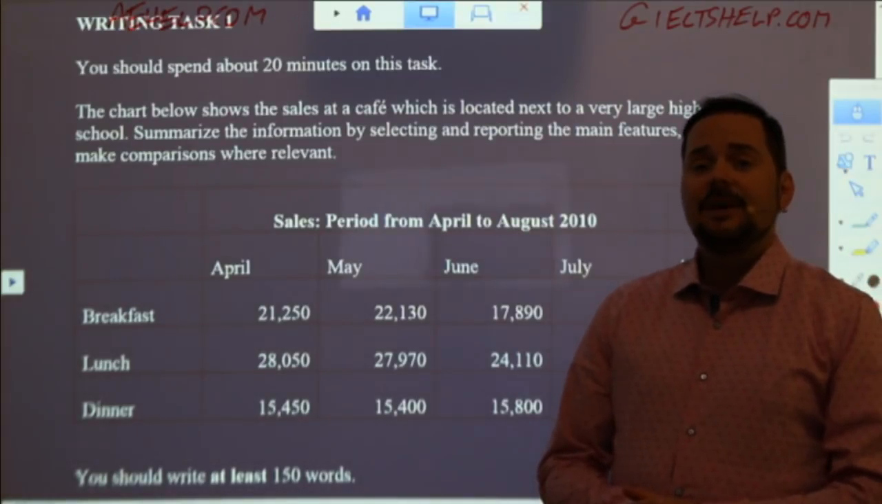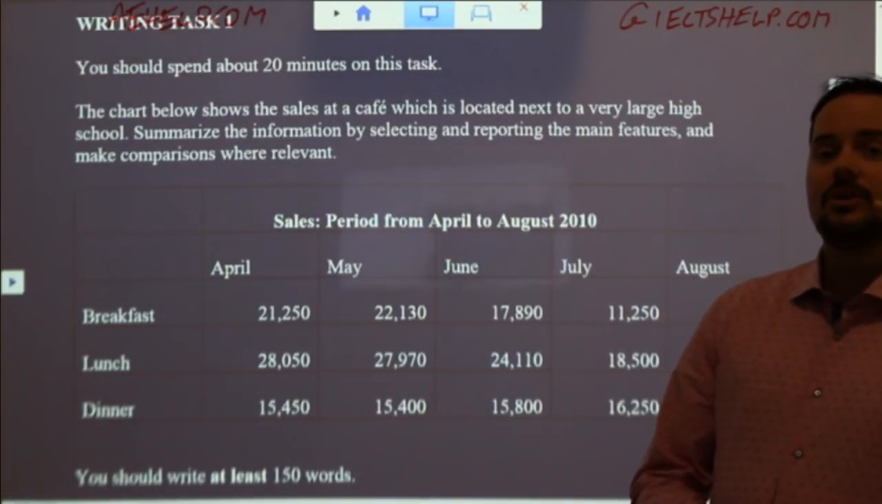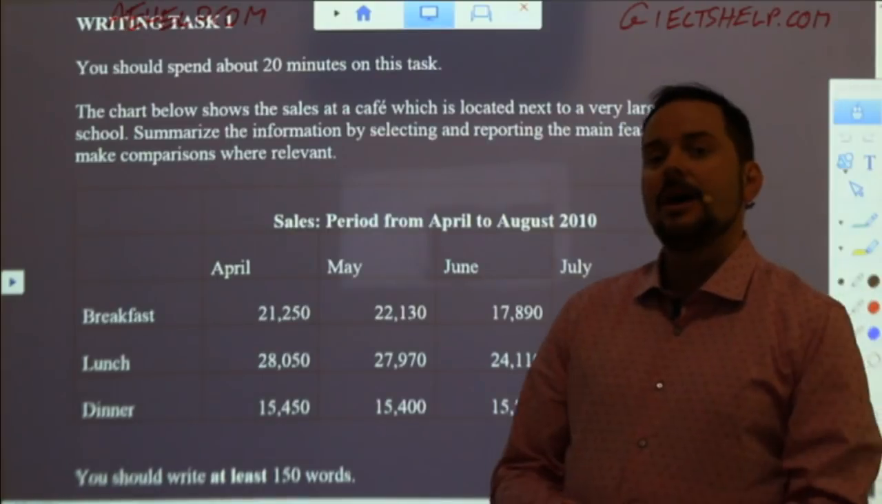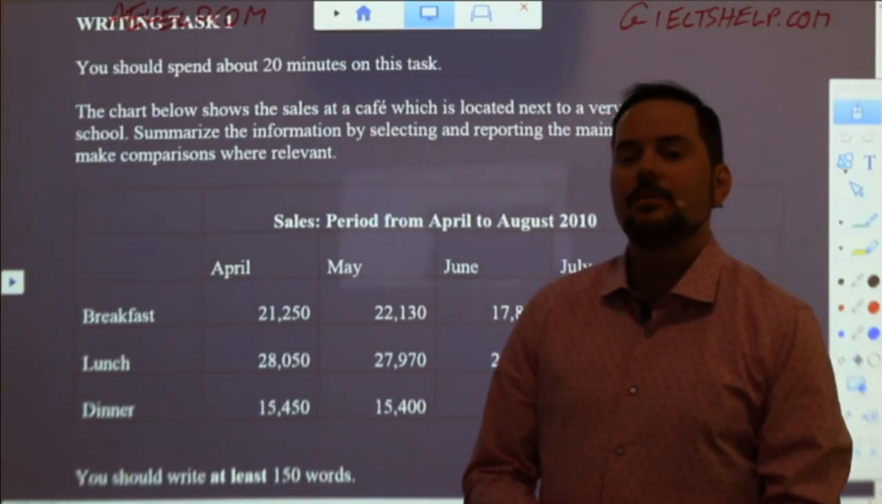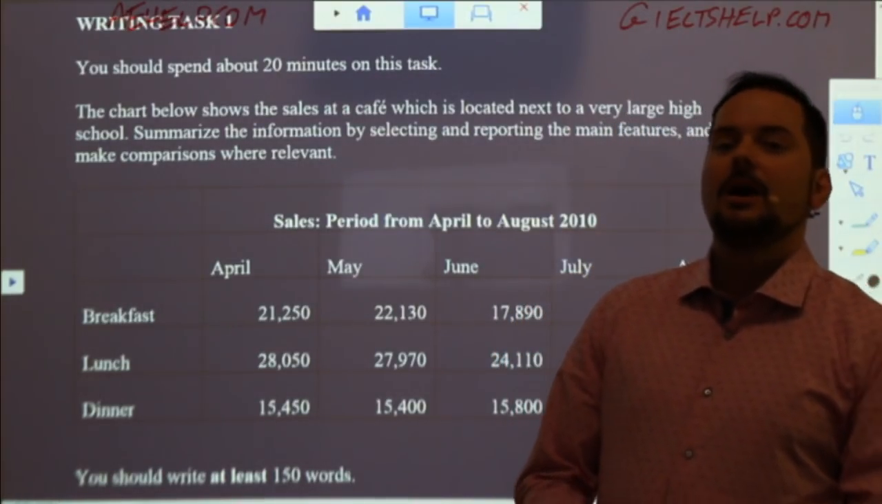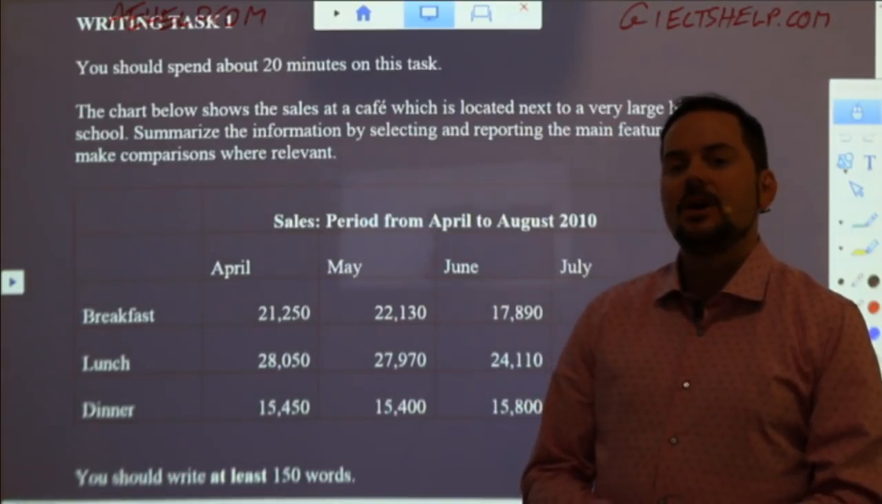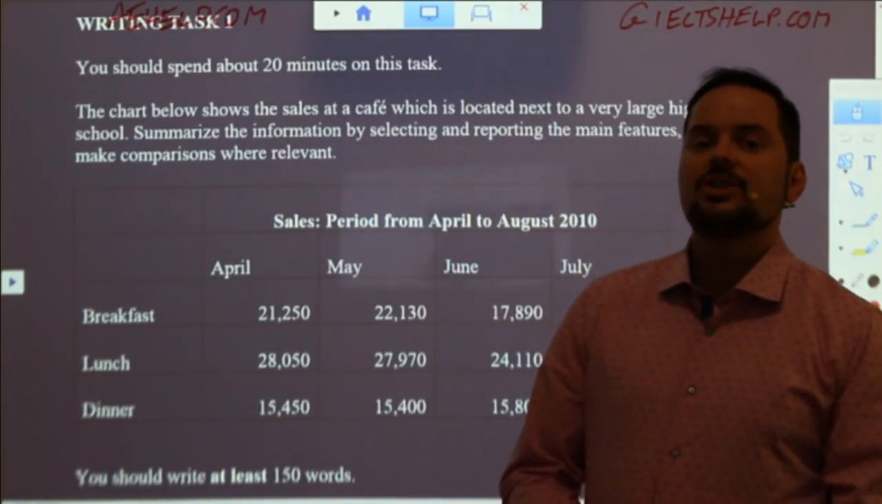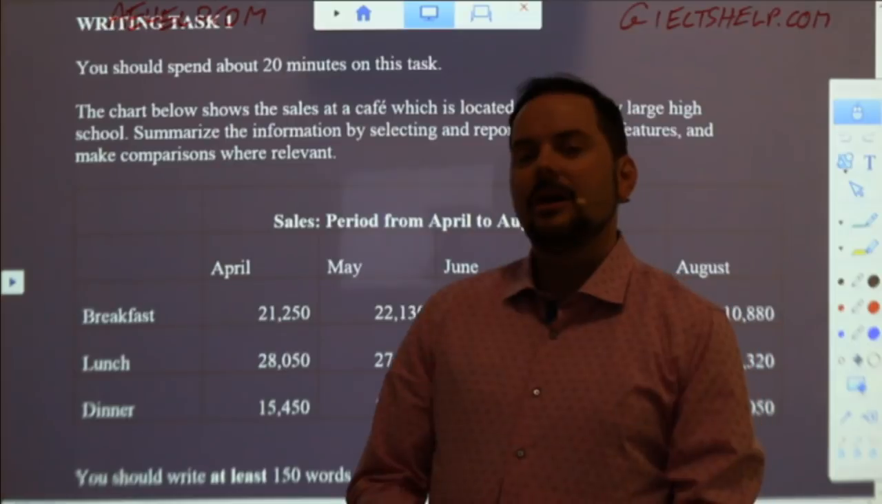Safa says, identify the type of graph that you're looking for. And Safa, you're right. The number one mistake that we see students make with these kinds of Task 1 questions is they write for line graphs.